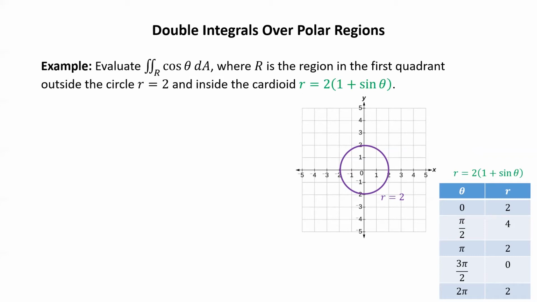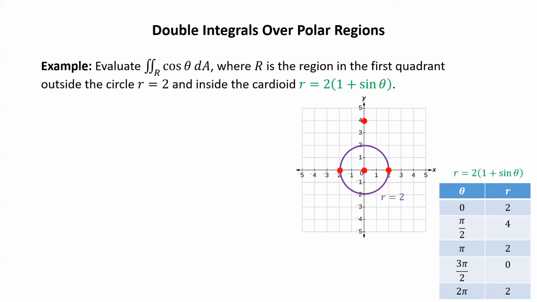The next easy key point would be theta equals pi over 2. Since the sine of pi over 2 is 1, and 1 plus 1 is 2, we get r equals 2 times 2, which is 4. The next key point would be theta equals pi. The sine of pi is also 0, so once again we get r equals 2 times 1, which is 2. The next key point would be 3 pi over 2. The sine of 3 pi over 2 is negative 1, so we get 2 times (1 plus negative 1), or 2 times 0, which is just 0. Let's also do 2 pi, and the sine of 2 pi is the same as the sine of 0, so we simply get 2 again.